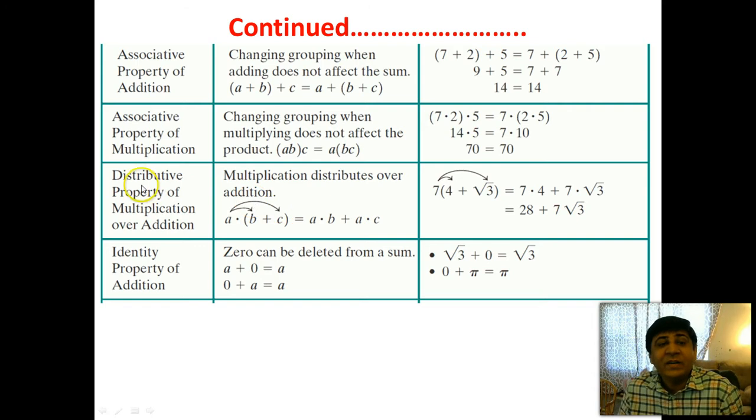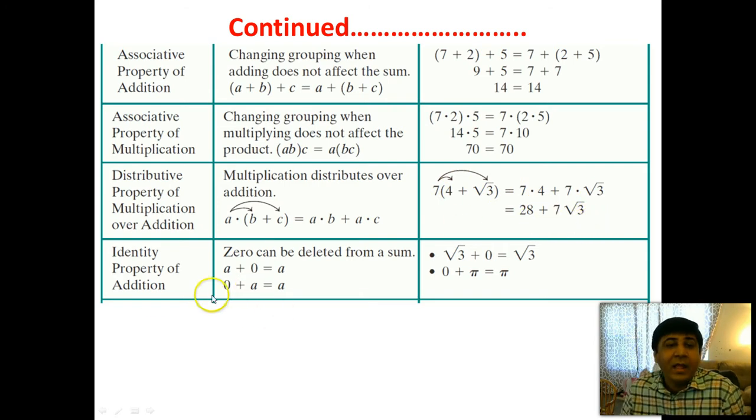Another important one is called the distributive property of multiplication over addition. That means if you have a sum of 2 numbers and a third number is being multiplied, we can distribute it to each one of them individually. That means we can multiply A with B and A with C. For example, if you want to distribute 7 into 4 plus square root of 3, you can multiply 7 out. So it will be 28 plus 7 times square root of 3.